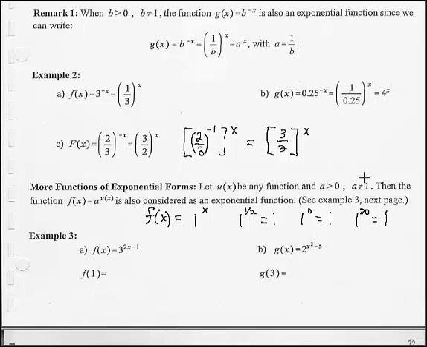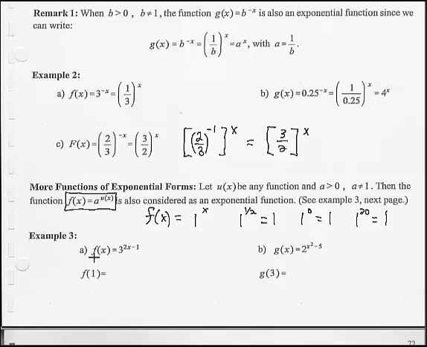No matter how many times we multiply 1 by itself, we still end up with a 1. So this is why 1 is not a valid base. 1 to the x is not an exponential function. This would just be a flat horizontal line if you were to graph it. And as you'll see here in a minute, exponential functions have curved graphs. So example 1, just really pointing out some exponential functions of this form, where we don't have just an x as our exponent.